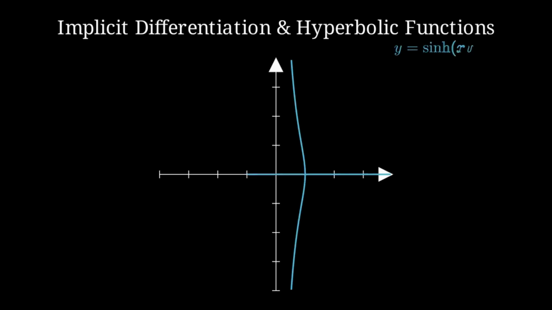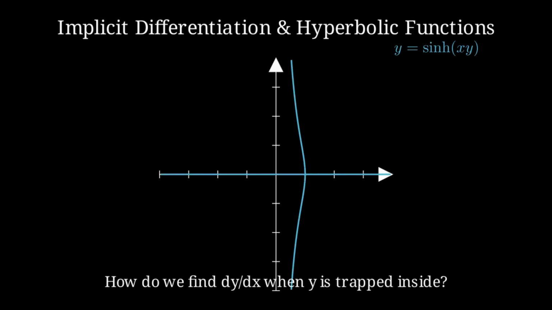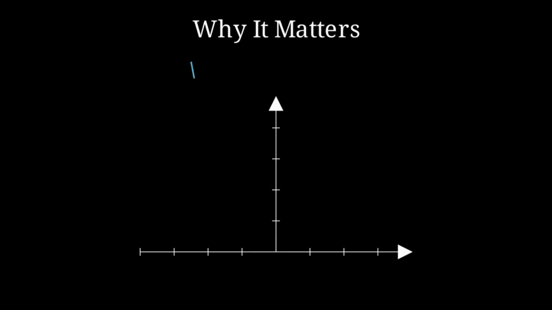Welcome. Today we are tackling the challenge of differentiating hyperbolic functions when they are defined implicitly. Unlike standard functions where y is isolated, implicit equations weave x and y together. Understanding this process is vital for solving complex problems in physics and engineering where these curves naturally occur. Hyperbolic functions describe the shape of hanging cables and the motion of waves.